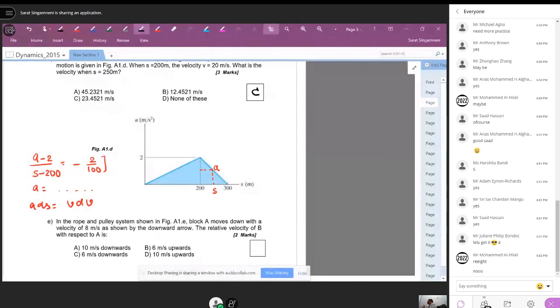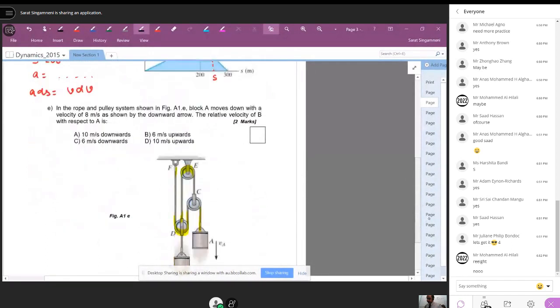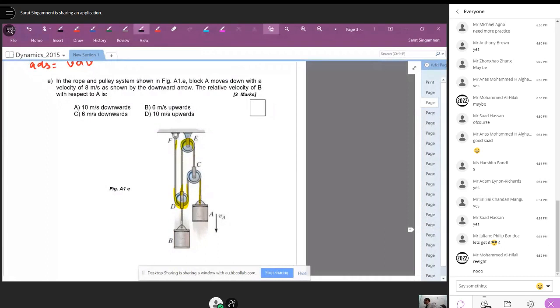Any question? So we solved a number of problems like this. As you can see, these are scoring areas.